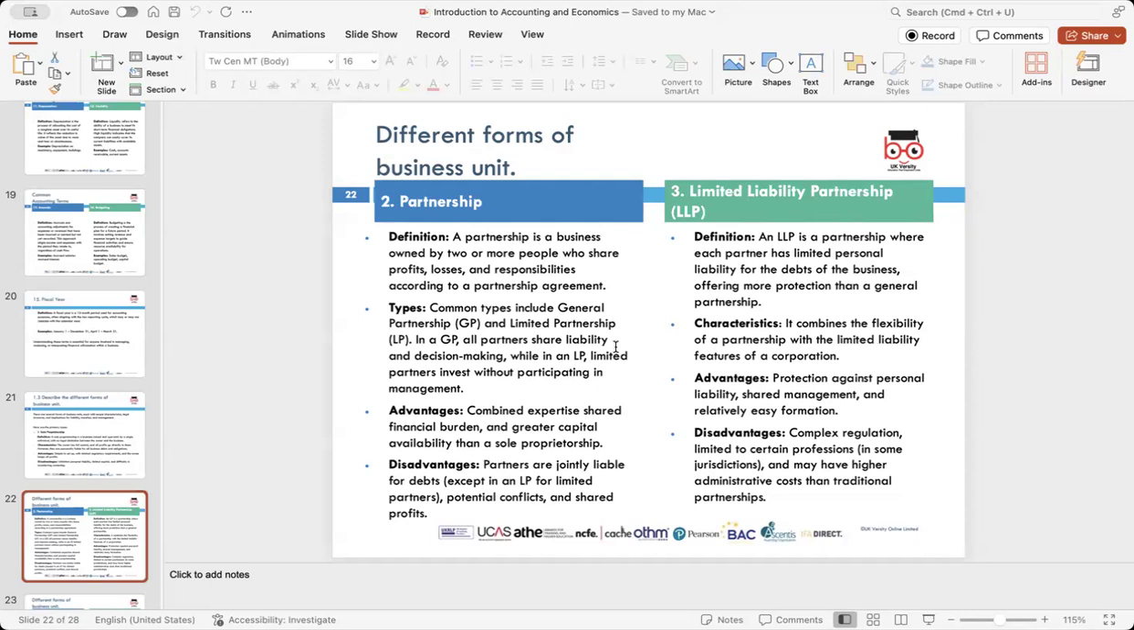for debts, meaning if one partner fails to meet obligations, the other must cover the shortfall. Conflicts between partners can also arise, so having a clear partnership agreement is important.